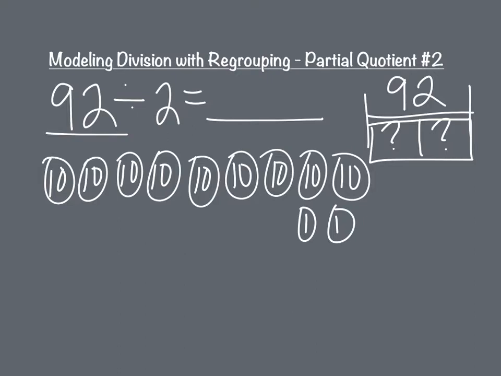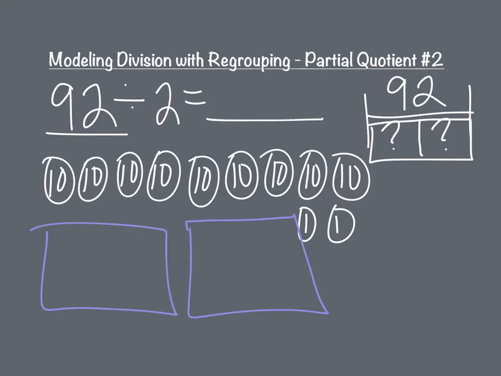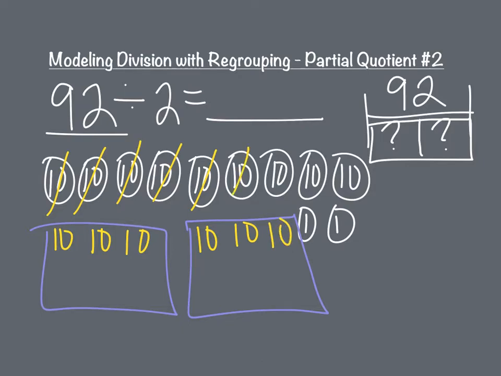I have 2 groups. So let me draw my groups. 1, 2. I have to put an equal number in each group. So let's start doing that. Let's grab the 10s first. So this 10 in here. This one over here. This one here. This one here. And so on. Let's keep going. Okay, I'm going to stop there.